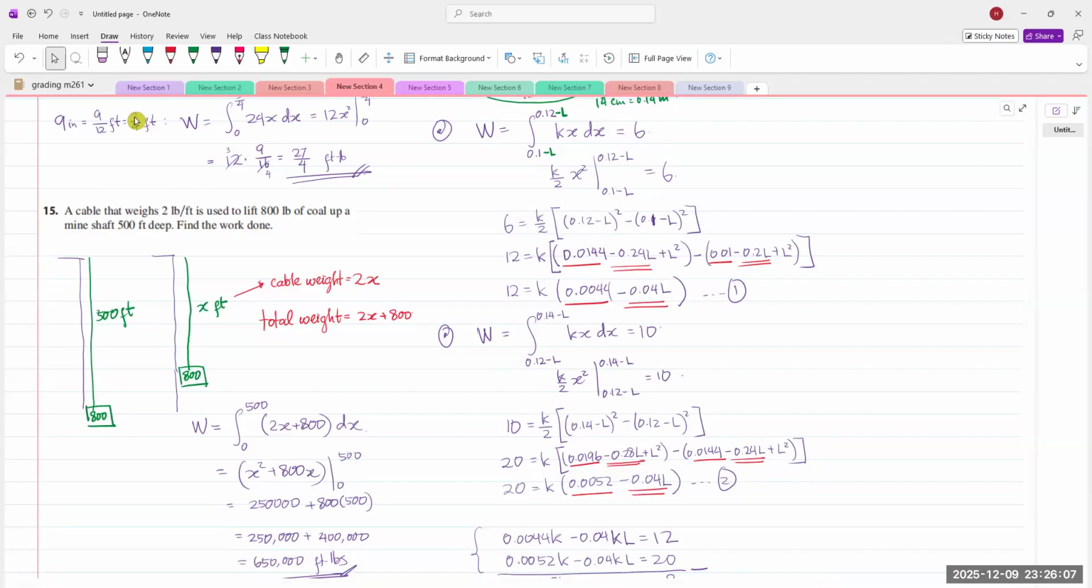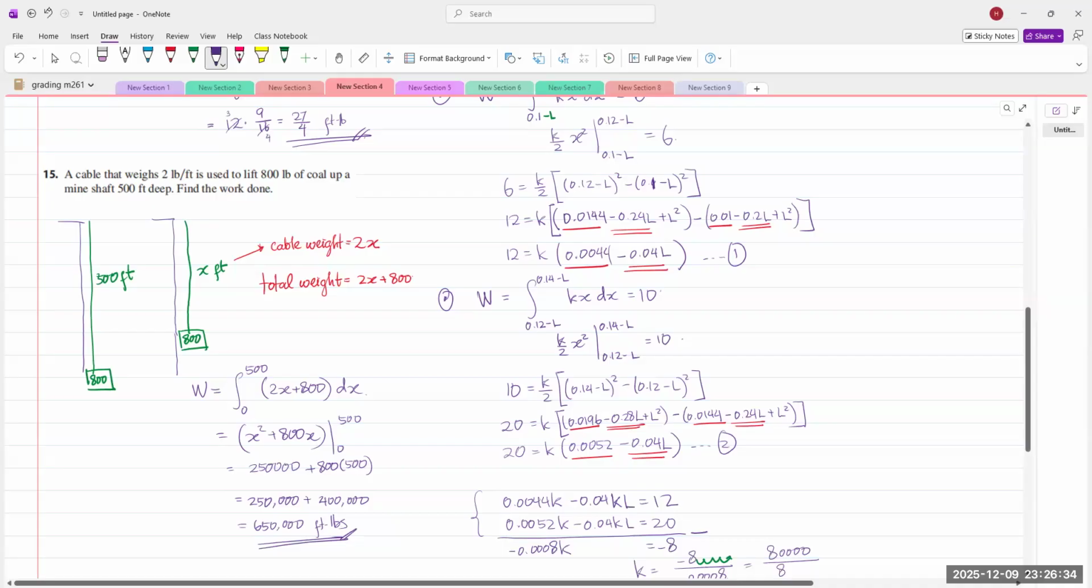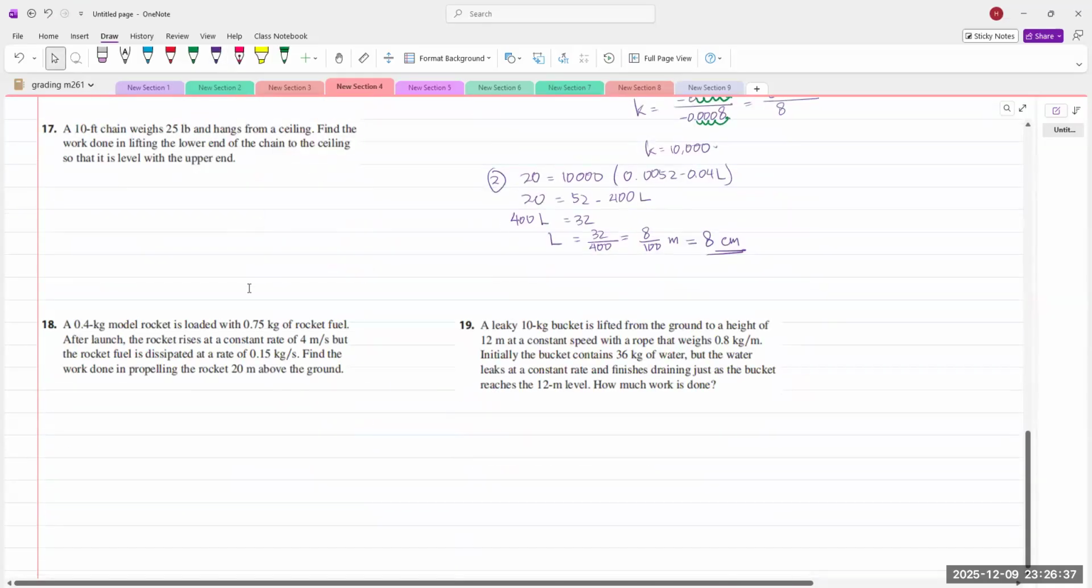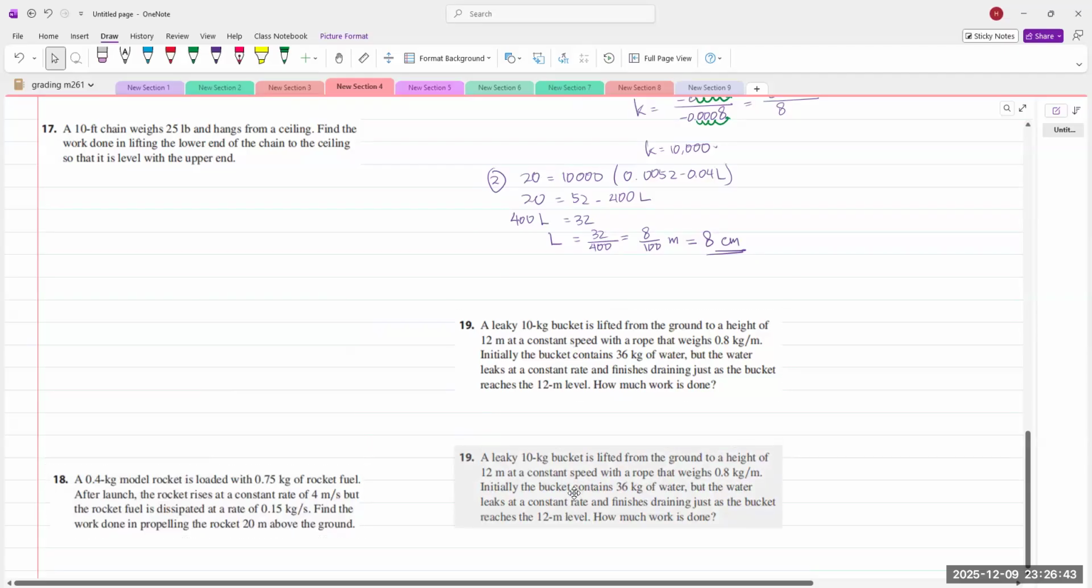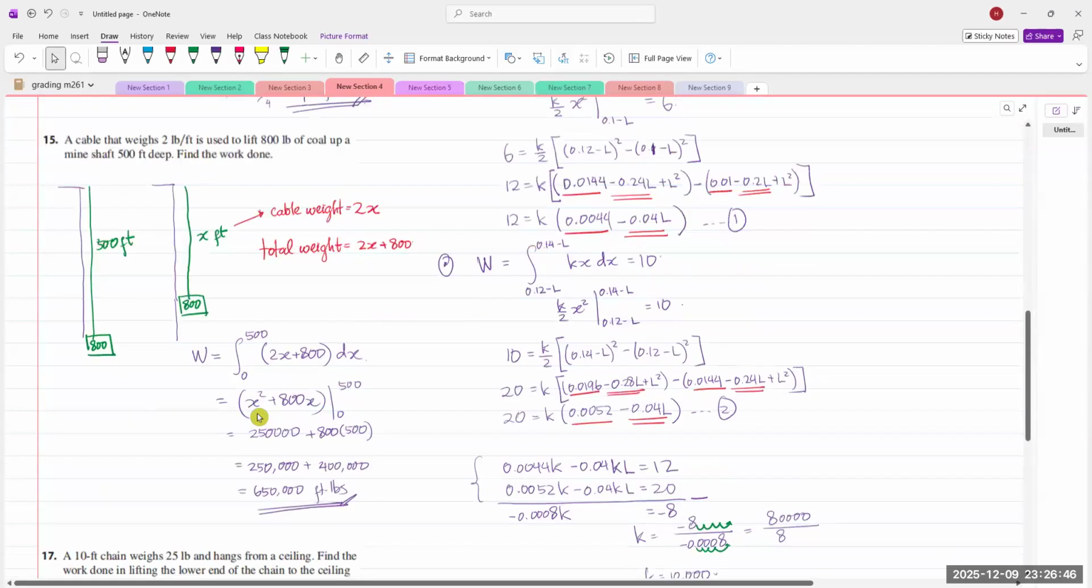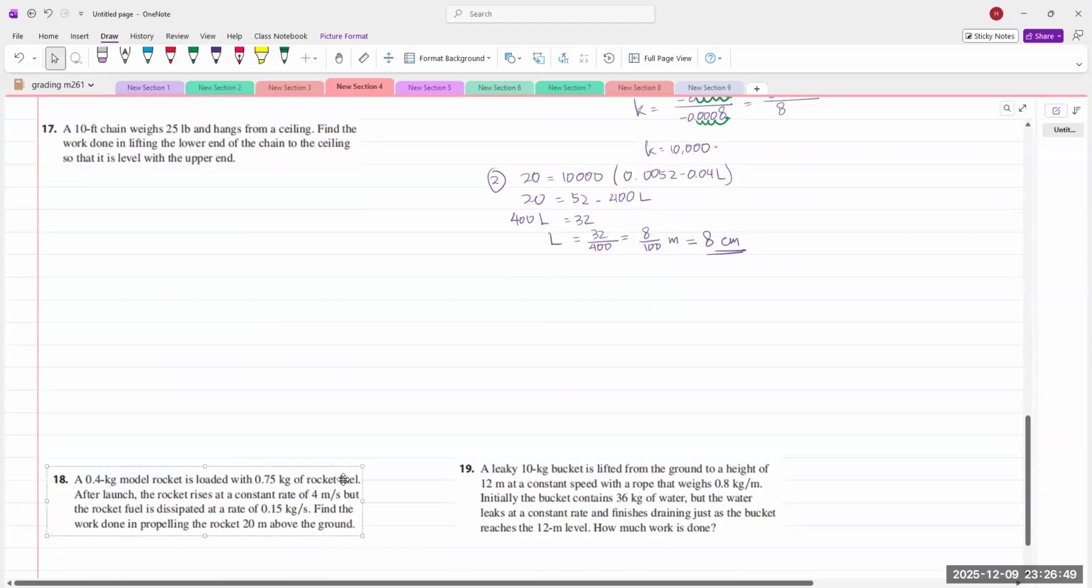Now, suppose I change the question later so that you pull the coal not the whole 500 feet, but only from 500 feet deep to, let's say, 100 feet deep. So you stop at x equals 100, for example, then the integral will be from 100 to 500. By the way, I think our textbook may do it in a slightly longer way.